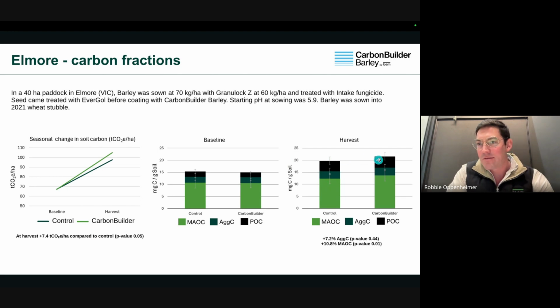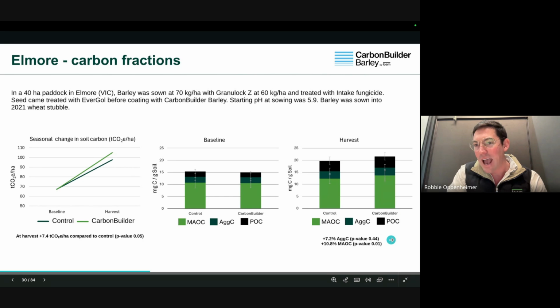And the anticipation, just like we saw in that long-term study over 16 years, is that increase in particulate organic carbon is going to evaporate. That's the quick turning over pool of particulate organic carbon, which is going to be lost back to the atmosphere. What's really exciting in this trial is seeing a 7.2% increase in aggregate carbon and a statistically significant 10% increase in the mineral associated carbon, that most stable fraction.